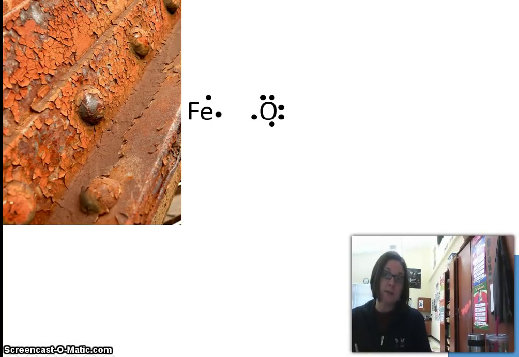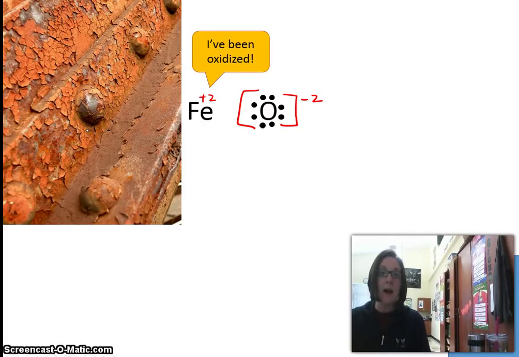So what they figured out is that the oxygen in the air needs 2 electrons to fill an octet. So it would take those valence electrons from metals. Metals are losers, and so they only have a few valence electrons, and they tend to give them up. So when the iron loses its electrons, it becomes a positive 2 ion. When the oxygen gains those electrons, it becomes a negative 2 ion, forming that oxidation on the surface of that metal. So the iron has been oxidized by oxygen.